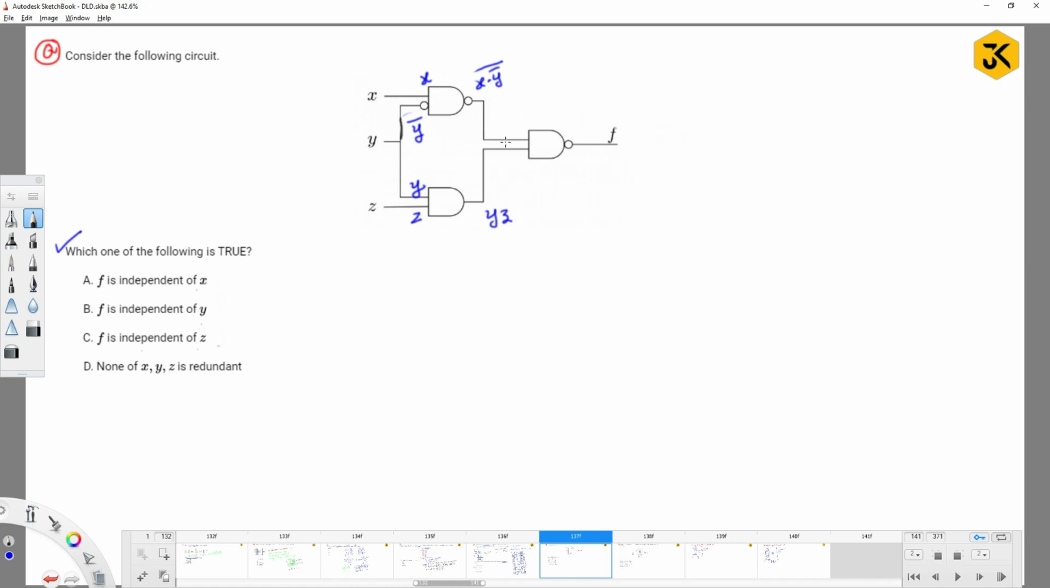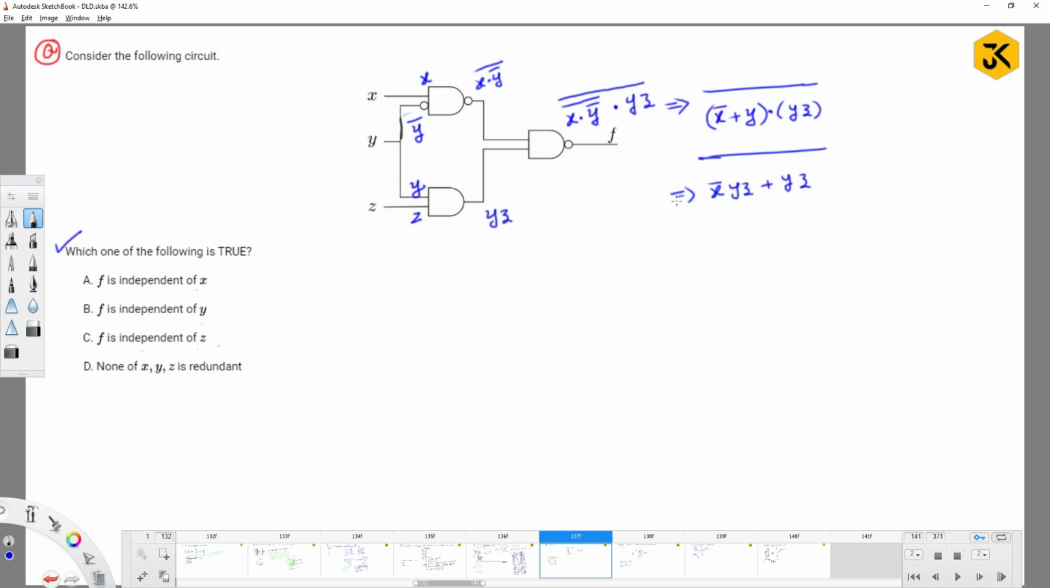Now these two outputs are passed to the input of a NAND gate. So you are going to get here (x into y bar) whole complement into (yz) whole complement. If you apply the distributive law, you are going to get x bar plus y, into y bar plus z bar. Make sure to substitute perfectly: x bar plus y bar, plus (yz) whole complement.